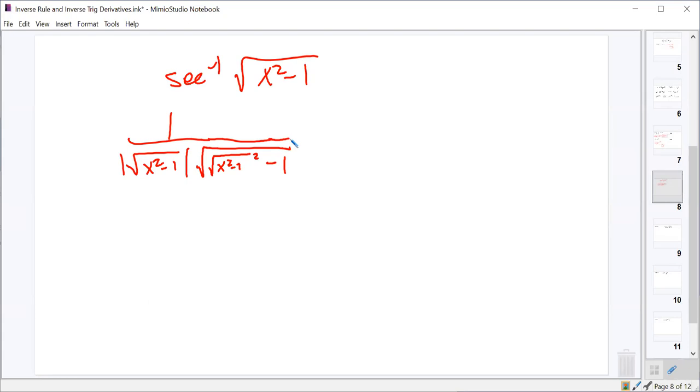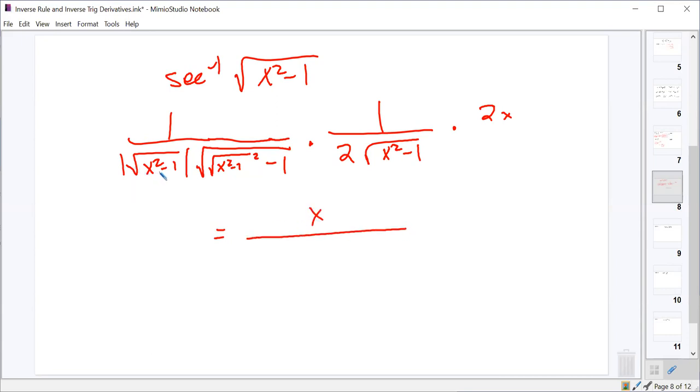Yeah. Okay. And then times the derivative of root x squared minus 1, which is, using the chain rule, 1 over 2 root x squared minus 1, times the derivative of x squared minus 1, which is 2x. Everybody good with that? Yep. Okay. First off, the 2 and the 2 will cancel, so we're just going to have an x in the numerator for now. And then the absolute value of root x squared minus 1 is kind of redundant there because we've already got it inside of a square root. So that's just square root x squared minus 1.